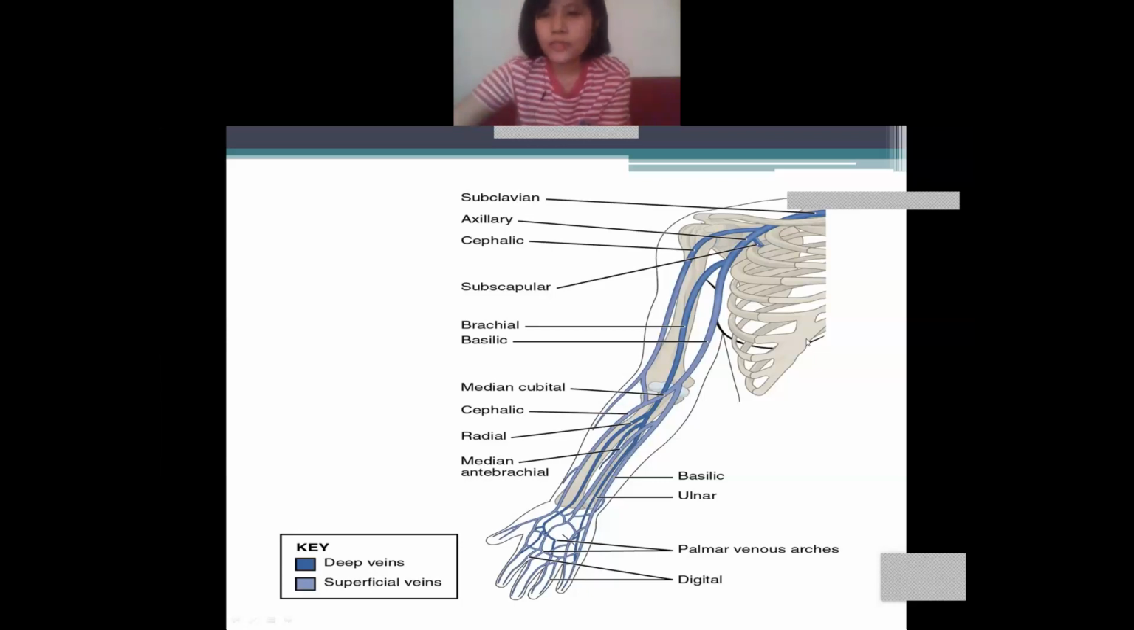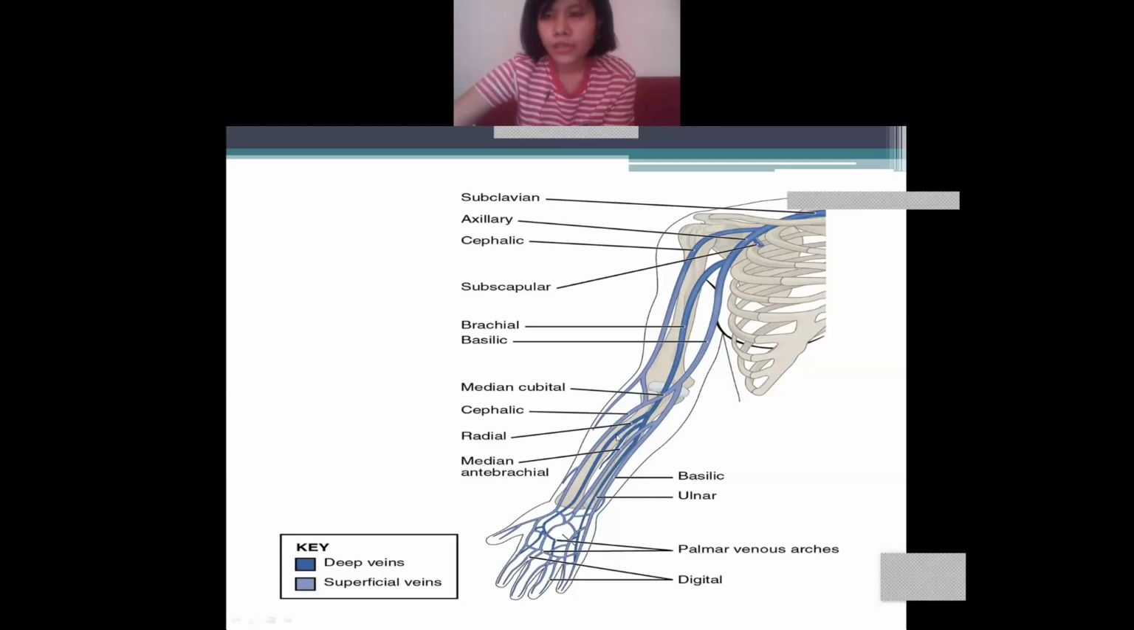So where will this median vein be found first? It will be found first here. It is a part of the superficial veins. So this median vein, first you will find in the brachial portion.